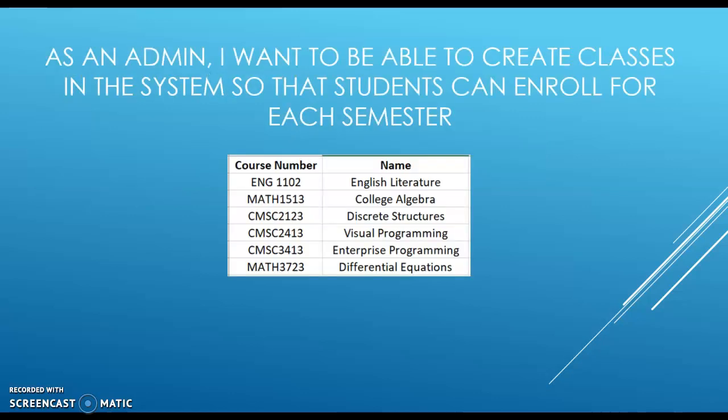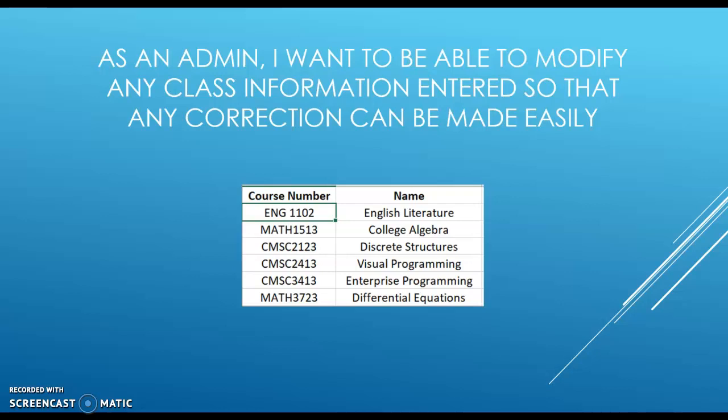So as an admin, I want to be able to create classes in the system so that students can enroll for each semester. Over here, it's just an example of the classes that the admin can add into the system. As an admin, I want to be able to modify any class information entered so that any correction can be made easily. So let's say if the number here is supposed to be 1103, that can be easily changed.